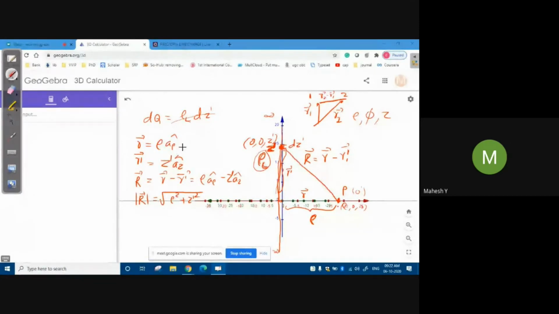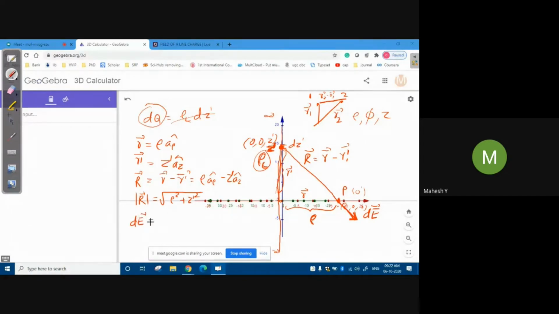So we have to find the electric field intensity which will be acting in this direction. I call this dE. Why is it dE? Because we are considering the electric field intensity only due to a small element. I am not considering the entire length. Only due to this element I am considering. So this is dE.